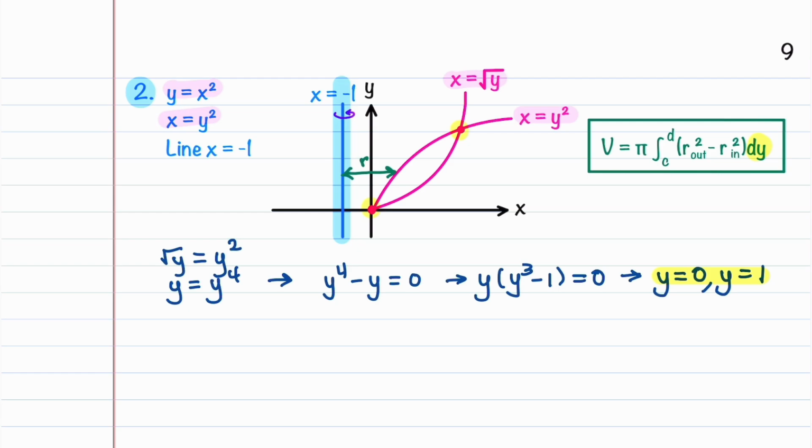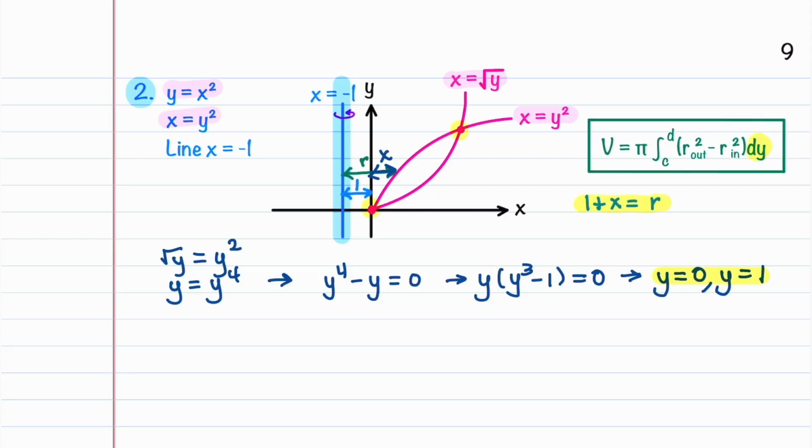Let's now find x. X is the distance from the y-axis to the curve. So this is equal to x. We know that the distance between the line x is equal to -1 and the y-axis is equal to 1. This tells us that 1 plus x is equal to r. And let's highlight that because we're going to need that.